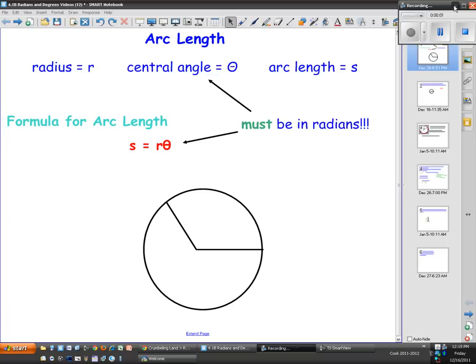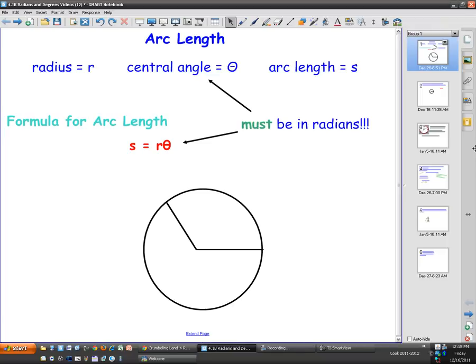Hello and welcome to section 4.1b, Radians and Degrees. In this section we're going to take this a little bit further. We're going to have some formulas that you're going to need to know. And what we're going to start talking about is what the radius of a circle is. So here is my radius. It goes from the center over.